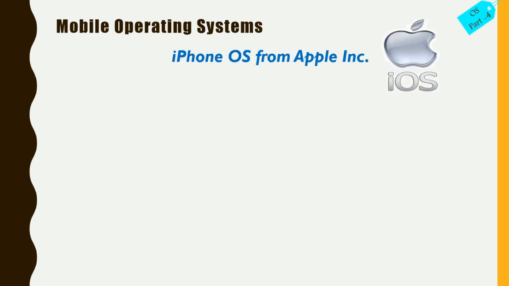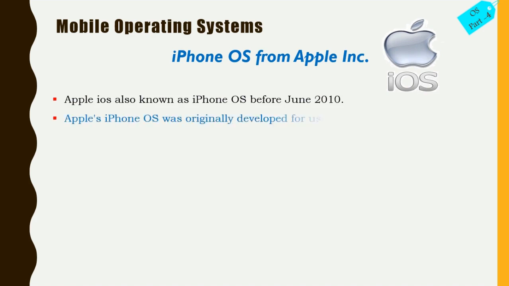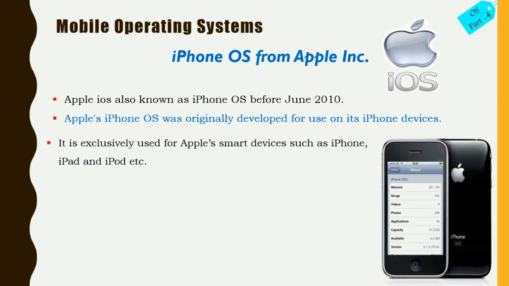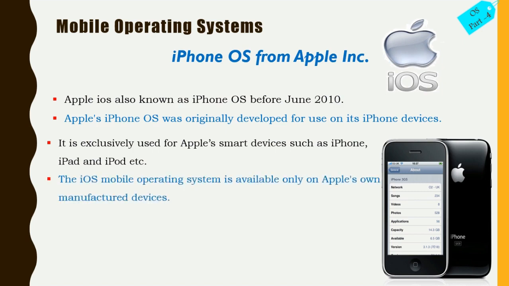Now the second mobile operating system is iPhone operating system from Apple Incorporation. Apple iOS was also known as iPhone OS before June 2010. Apple's iPhone operating system was originally developed for use on its iPhone devices. It is exclusively used for Apple's smart devices such as iPhone, iPad, iPod, etc. The iOS mobile operating system is available only on Apple's own manufactured devices. Apple iOS is derived from Apple's Mac operating system.